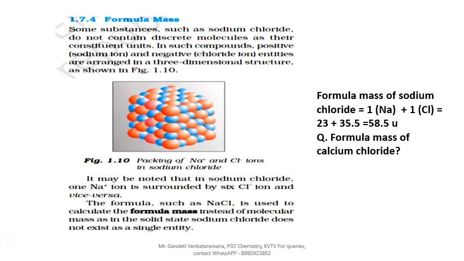Sodium chloride, generally we write NaCl. But in general, it doesn't exist like this. It always exists as Na plus and Cl minus. This is the existence of NaCl as ions.